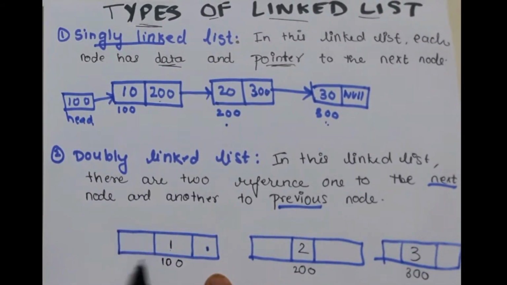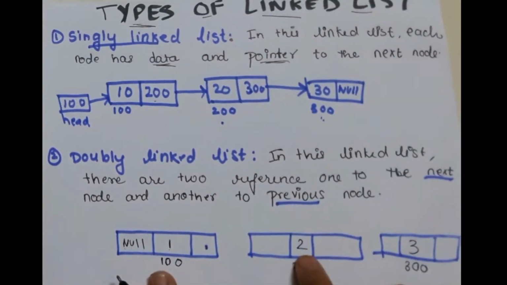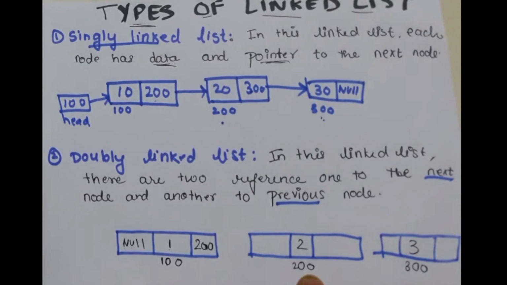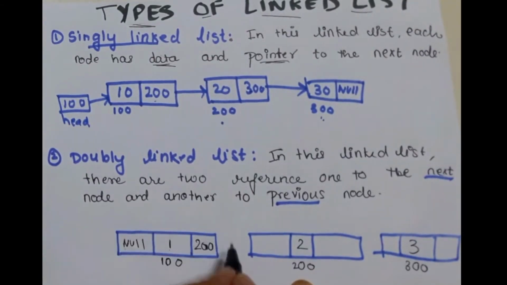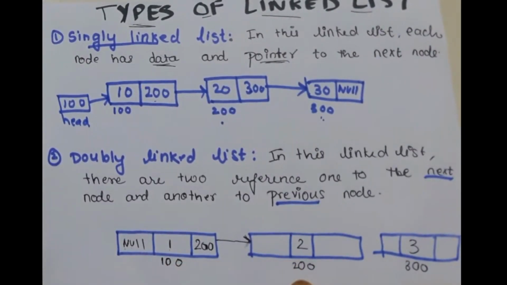Now we will fill this field. Now the first field of first node will consist of null because there is no previous node. So that's why it will consist of null. Okay. Now this field will consist of the address of the next node. Next node is 2 and the address of that node is 200. So here it will be 200. Okay. Now this node will point to this node like this.